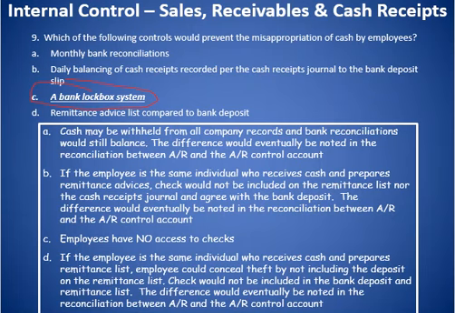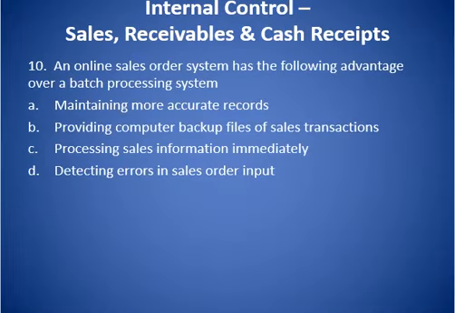Okay, let's try the last question, which is question number 10. Number 10, an online sales order system has the following advantage over batch processing. Now again, we haven't talked about this, but I think it should be pretty intuitive. So again, an online sales order system has the following advantage over a batch processing system. You're given 4 potential advantages, and when you're ready, go ahead and stop the video, select the correct one. When you're ready, go ahead and restart.